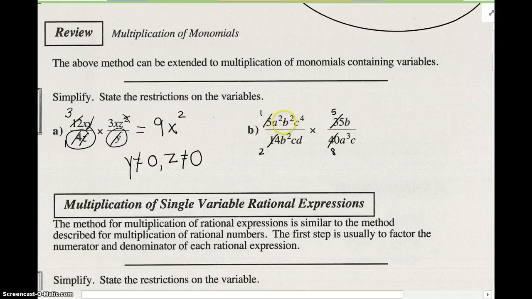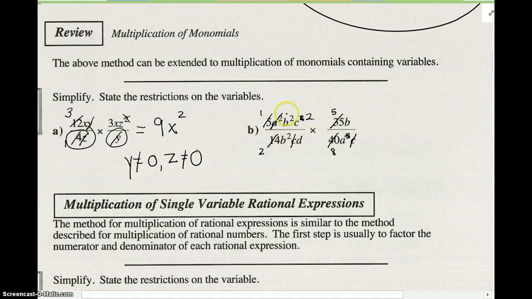Now I'm going to look at the letters. I have an a squared and I have an a to the power of 3. So I'm going to get rid of that a squared, and the a to the power of 3 is now just going to be a, because I've taken away 2 of the a's. What else do we have? We have a c to the power of 4 up here, and I have one c here. I have one c here, so I've used 2 c's. That means this c now becomes to the power of 2.